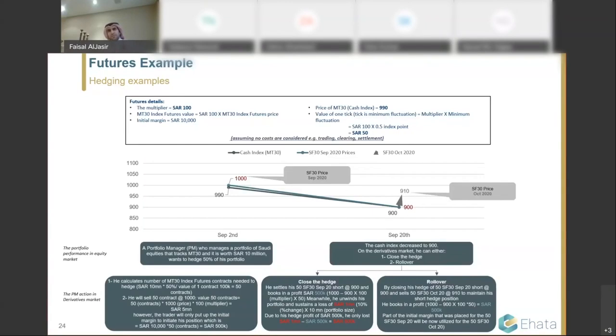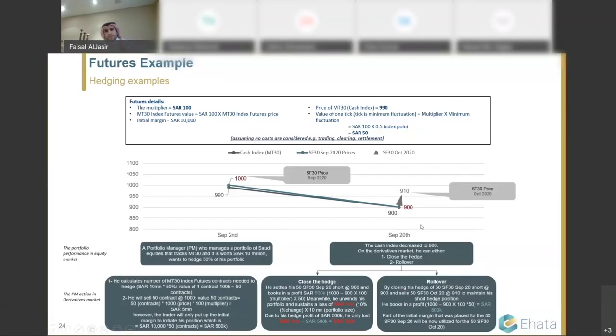But luckily for him, he doesn't need to put up anything other than the initial margin, and in this case it's 10%. So he will just need to put 500,000 Saudi riyal to achieve that goal. Now, the hedger made a good call. The market actually went down. As you can see, the market was at 990, the MT30 went down to 90, so the market went down by around 10%. 10% of his 10 million means 1 million Saudi riyal of loss in his portfolio.